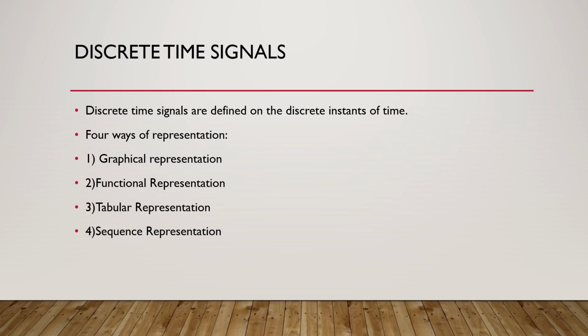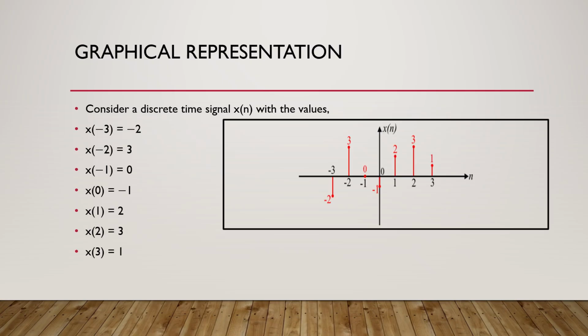Now, in this video, we are going to see how we can represent different types of discrete time signals in different ways. We have four ways of representation. The first is graphical representation. Secondly, we have functional representation. Third, tabular representation. And the fourth one is sequence representation.